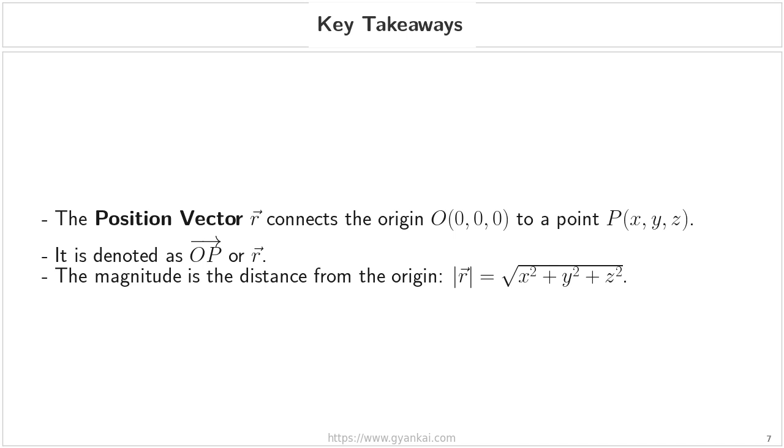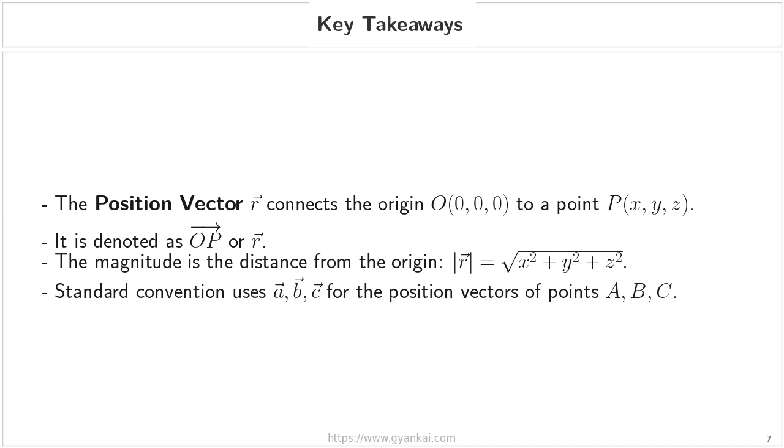Third, don't forget how to calculate the magnitude. The magnitude, or the length of that vector, is simply the straight line distance from the origin to the point. We calculate this by taking the square root of x squared plus y squared plus z squared. Finally, just a quick reminder on mathematical convention. When we are dealing with multiple points like A, B, and C, we represent their respective position vectors using lowercase letters, specifically vector a, vector b, and vector c.